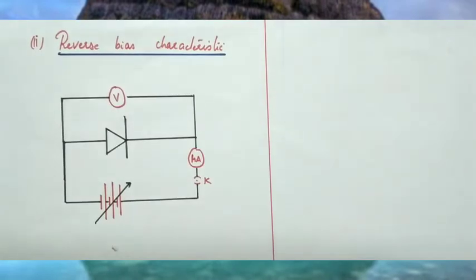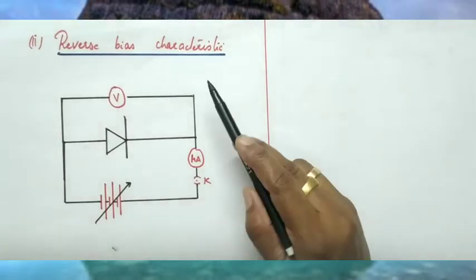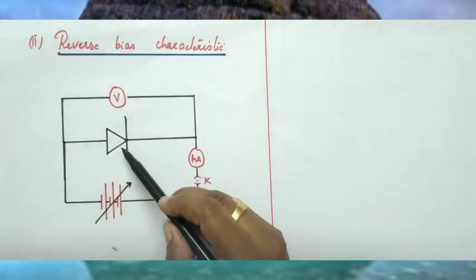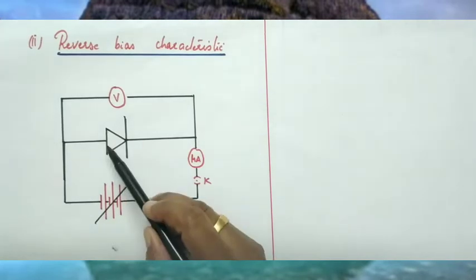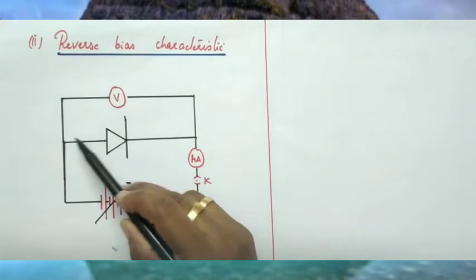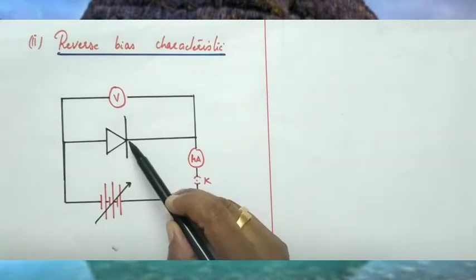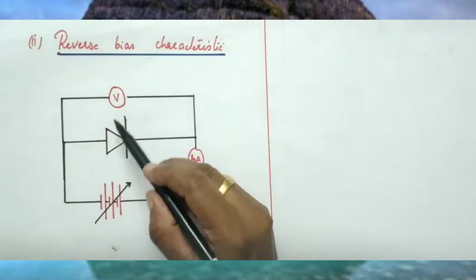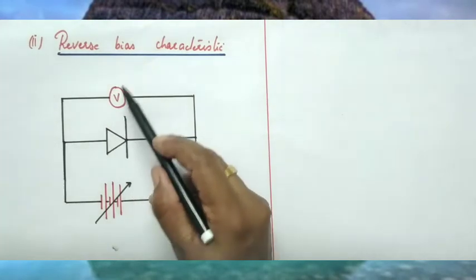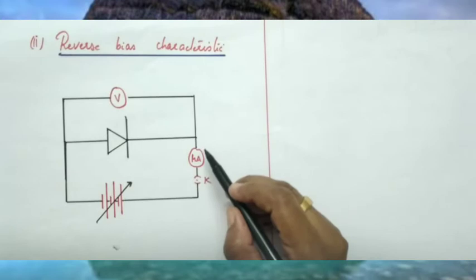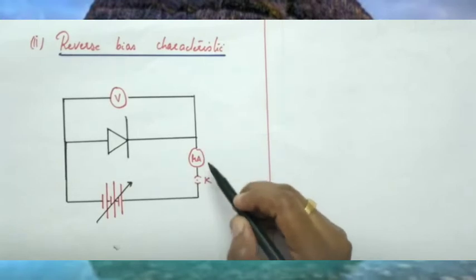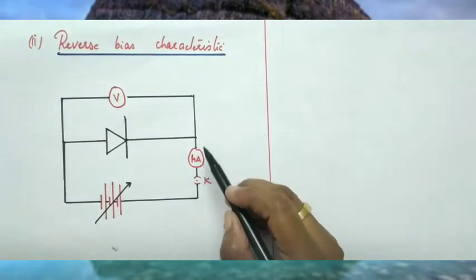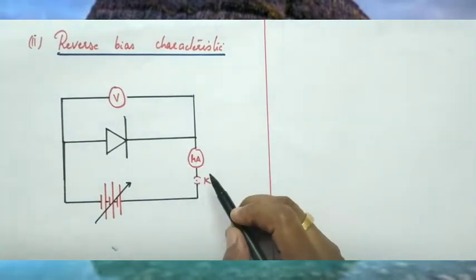Now we can discuss the voltage-current characteristics during reverse bias. Here is the circuit diagram. A PN junction diode is connected to a battery. It is reverse biased, therefore the P region is connected to the negative terminal of the battery and the N region is connected to the positive terminal. In order to measure the voltage across the diode, a voltmeter is connected. In order to measure current, we connect a microammeter. Since it is reverse bias, current is of the order of microampere, hence a microammeter is connected, along with a key.